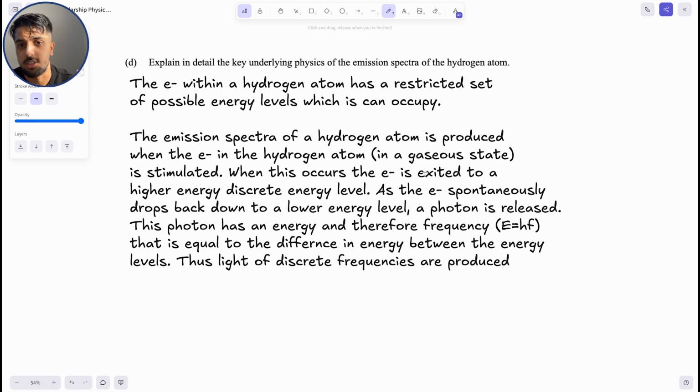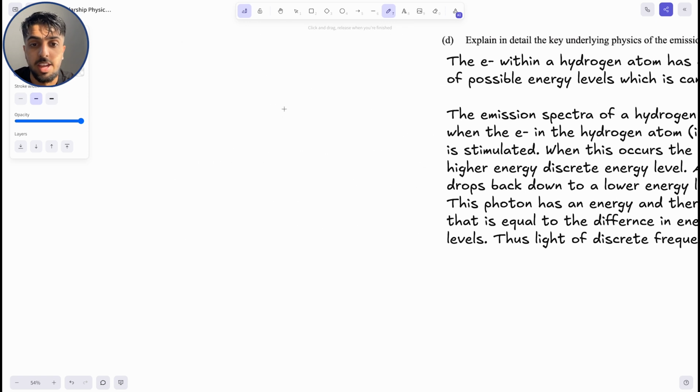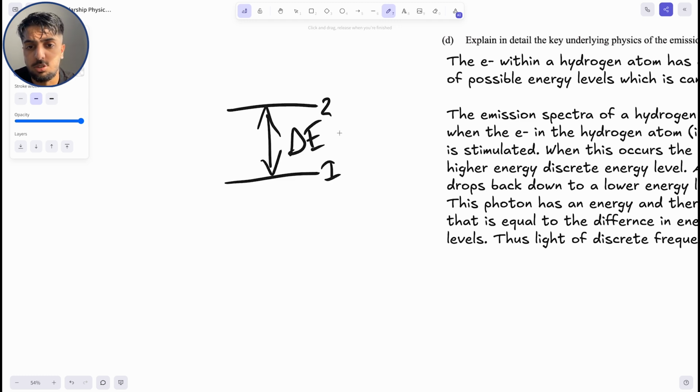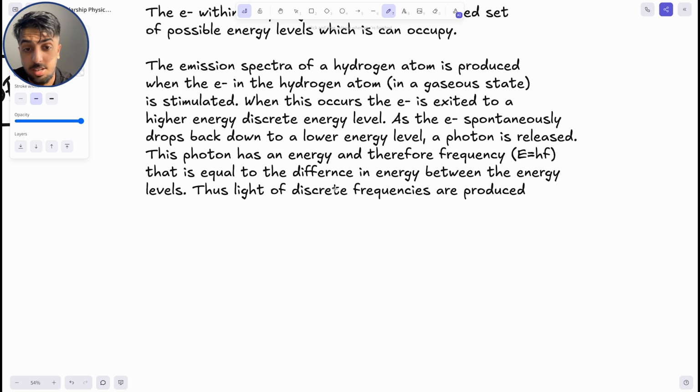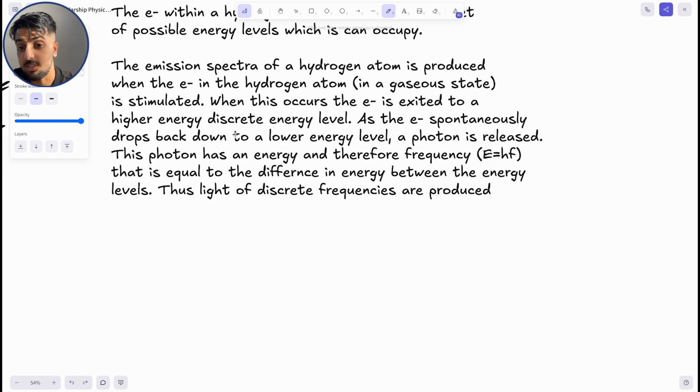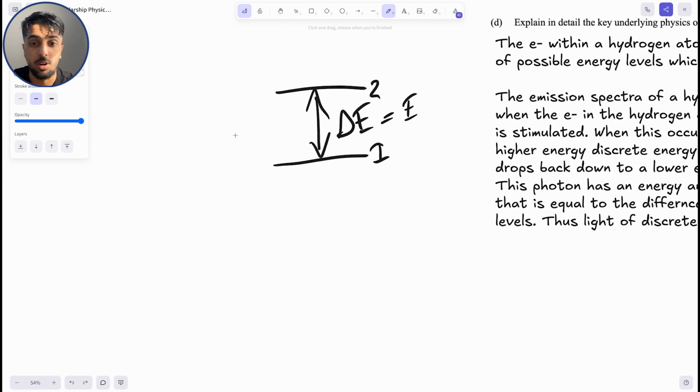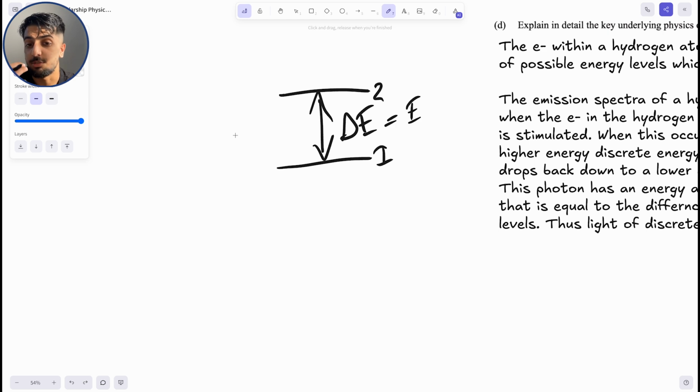Again, these energy levels are discrete. As the electron spontaneously drops back down to a lower energy level, a photon is released. This photon has an energy, and therefore frequency, due to E equals hf, that is equal to the difference of energy between the energy levels, right? So if we have our energy level 2 and our energy level 1, the difference in energy between these two is going to be equal to the energy of the photon. Thus, light of discrete frequencies is produced. And again, the reason why discrete frequencies are produced is because photons can only have the energy that is the difference between the two energy levels.